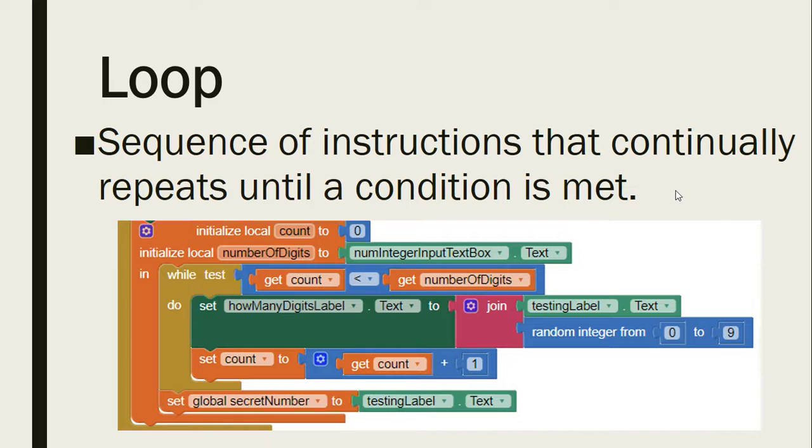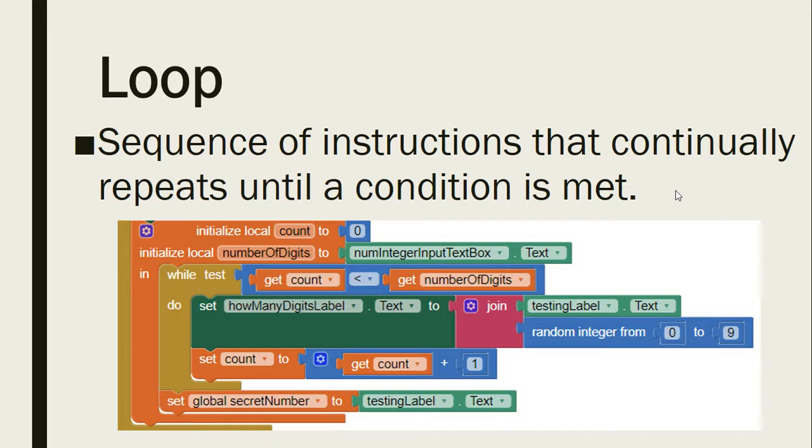Initialize local number of digits. In your guessing game, the user is supposed to enter how many digits long should this random number be: 1, 2, 3, 4. Obviously, the more digits long it is, the more difficult it's going to be. But just to give an idea, if you said 2 digits, the number would be somewhere between 10 and 99, where if you said 4 digits long, it should be somewhere between 1,000 and 9,999. Just to give you an idea of how the computer is going to think of that.